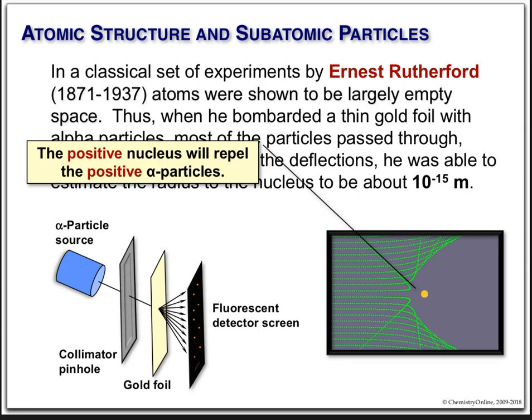What happens is the alpha particles will approach the gold nucleus. Now, this is positive, and so is the alpha particle. As it approaches, it is deflected, and it is deflected up and away from the nucleus. See all these little spots here?